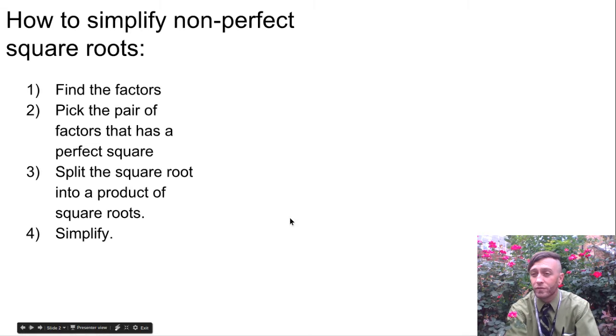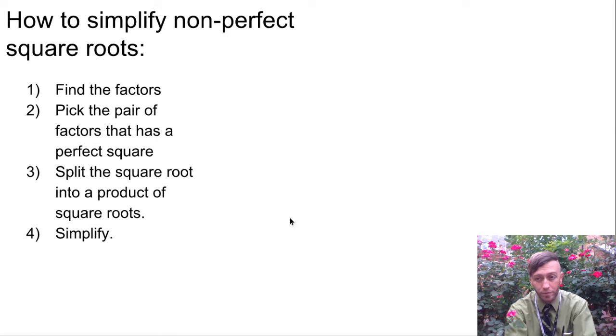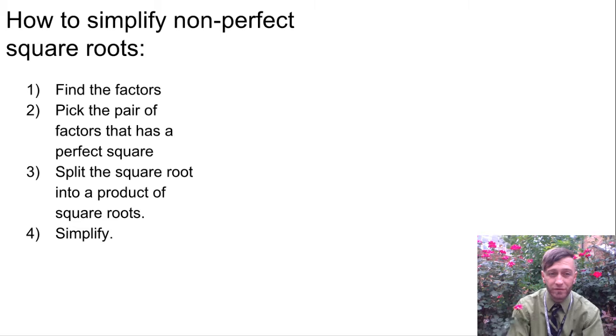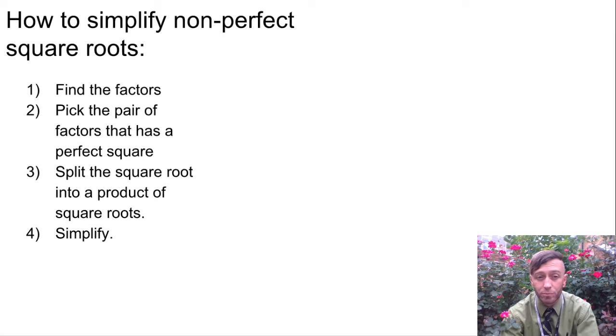All right, so you've got a non-perfect square root. Your perfect squares are things like 4, 9, 16, 25. Those are all perfect squares. So if you have a non-perfect square root where you try and find the square root of 12 or 32 or 68, there are 4 steps. Find the factors, and then pick the pair of factors that has a perfect square root. Split the square root into a product of square roots, and then simplify.